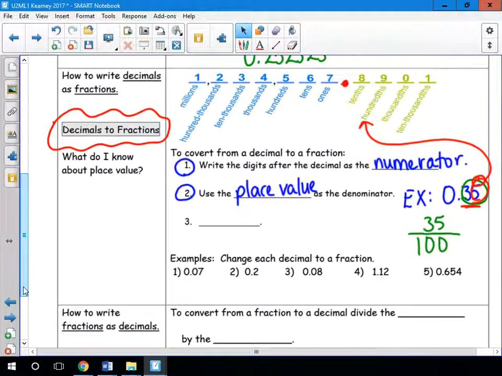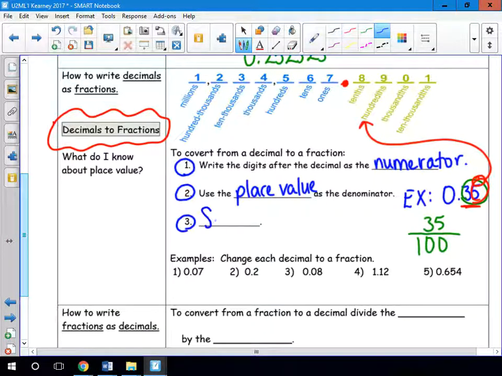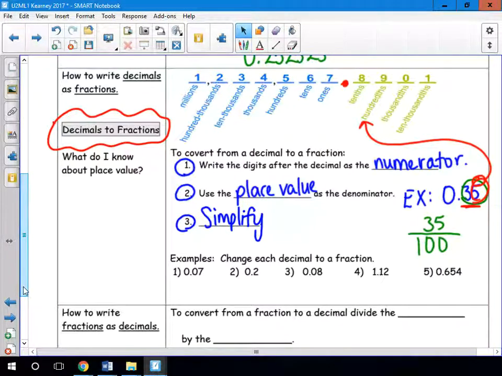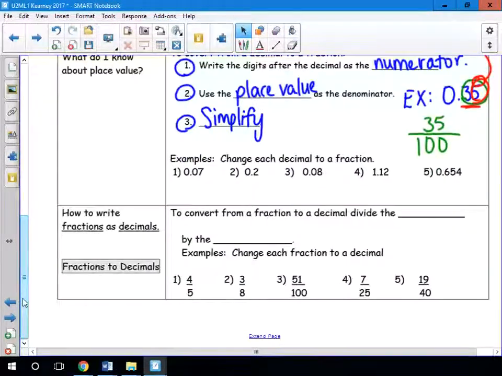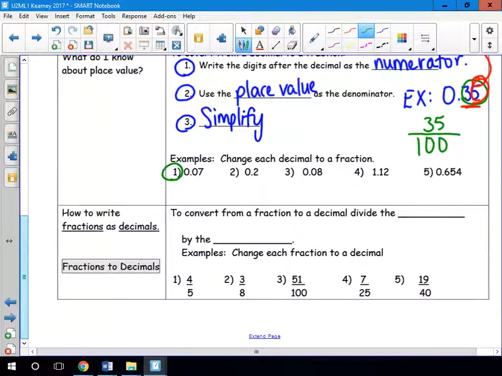And then the third step is to simplify. So just to give you a quick example, number 1, we have 0.07, so we're going to take the digits after and write it as a numerator. We're going to look and see what place value is that final digit in, and it's in the 100ths place value. So 100 is going to be my denominator, and then we're going to simplify. Can we simplify that? No.